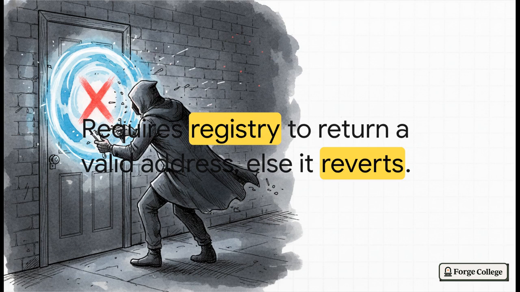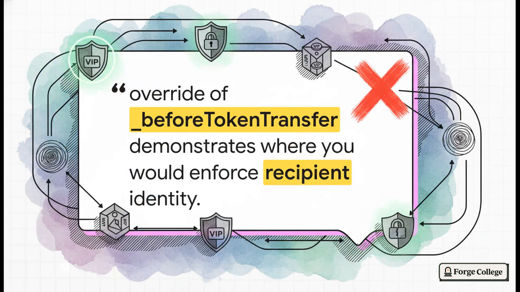If the registry returns a 0 address, bam, the contract instantly reverts with DID not linked. No sneaky backdoor entries allowed here. But wait, what happens after the token is minted? Could someone just turn around and sell their VIP pass to an unverified wallet? Absolutely not. Not in our club.